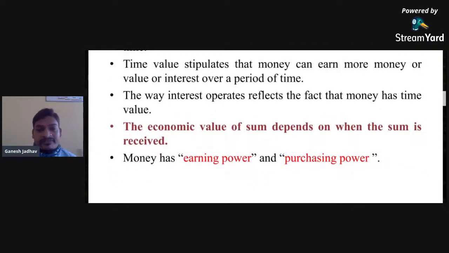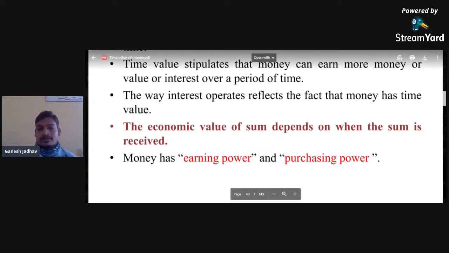The economic value of a sum depends on when the sum is received. So money has earning power and purchasing power also. So you can say earning power.